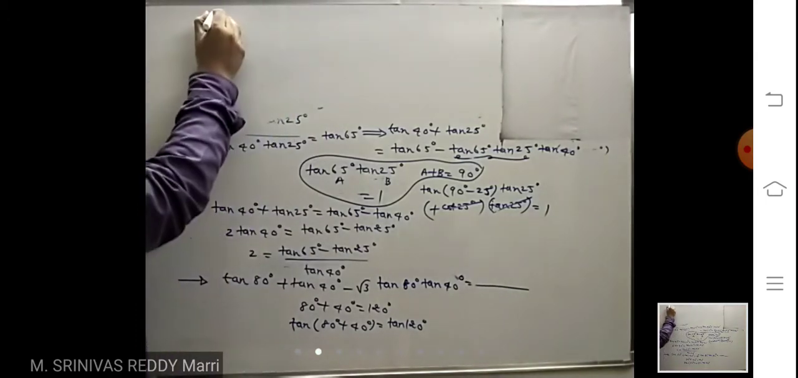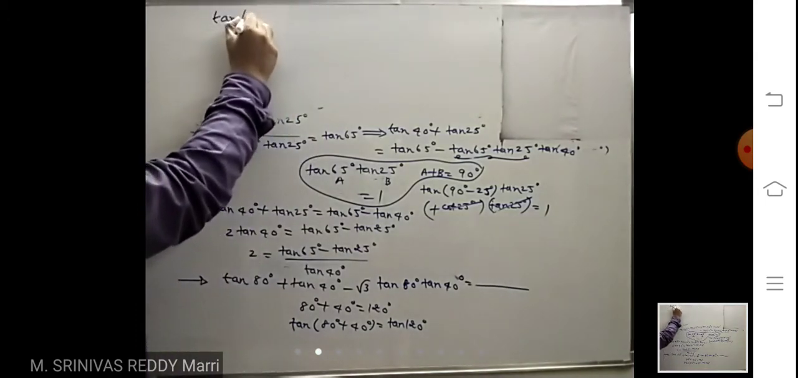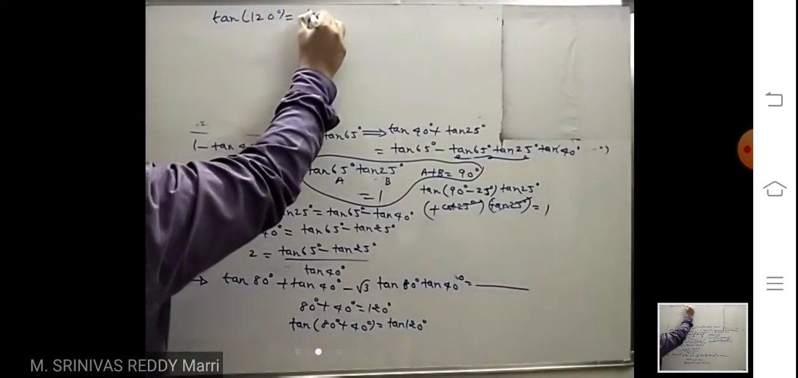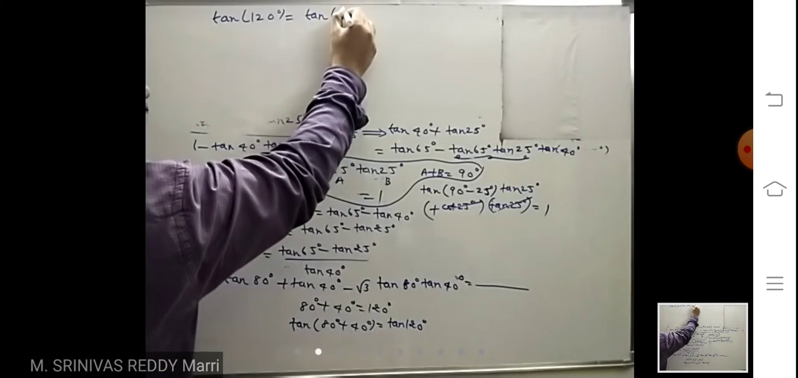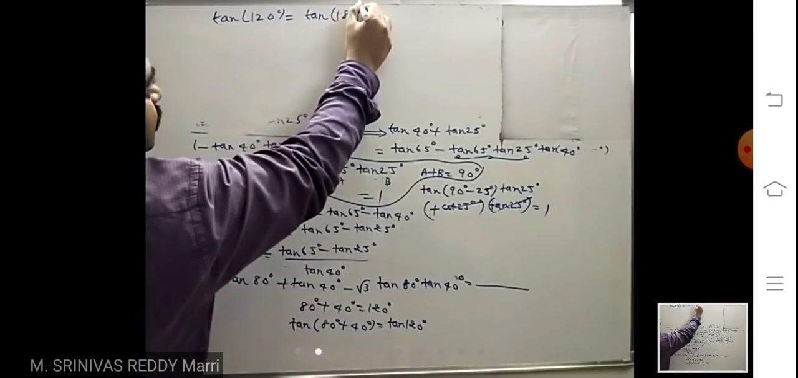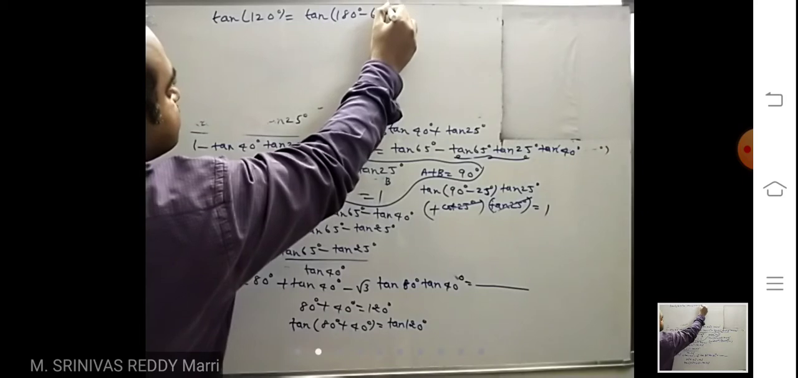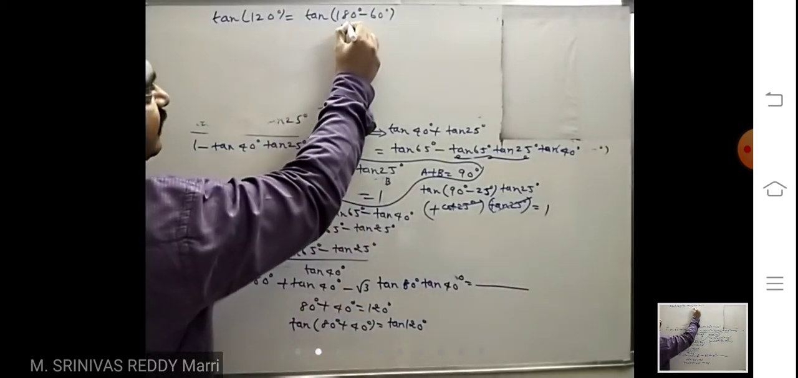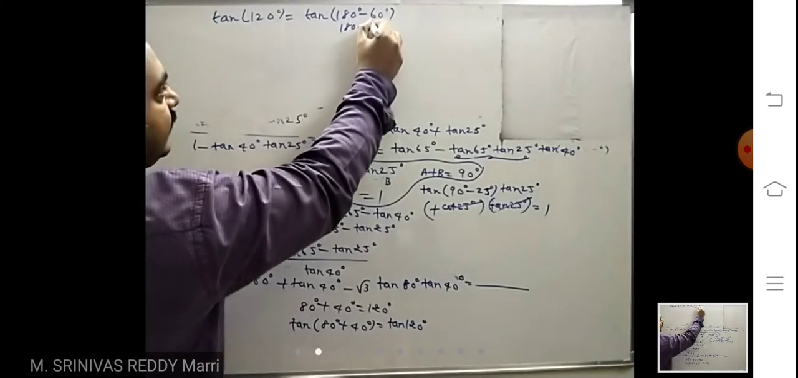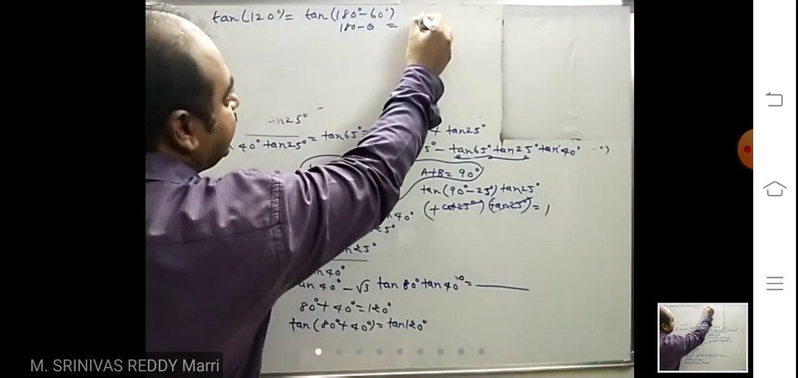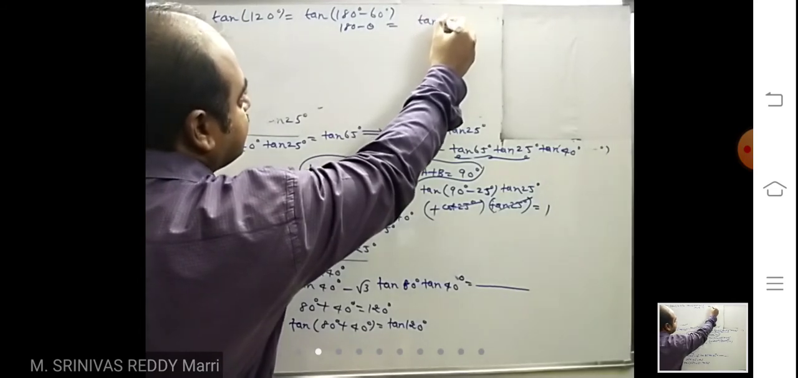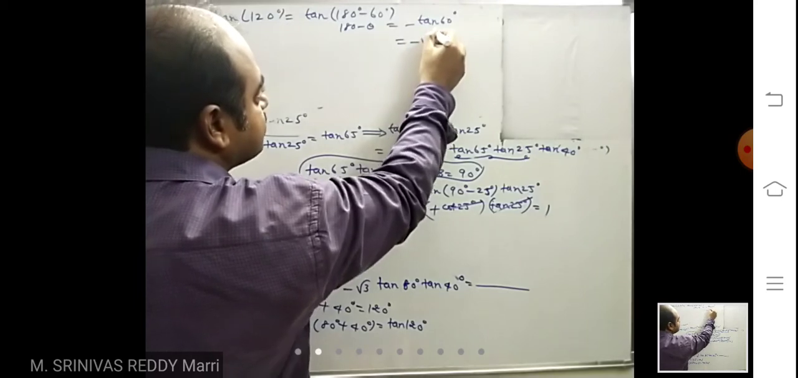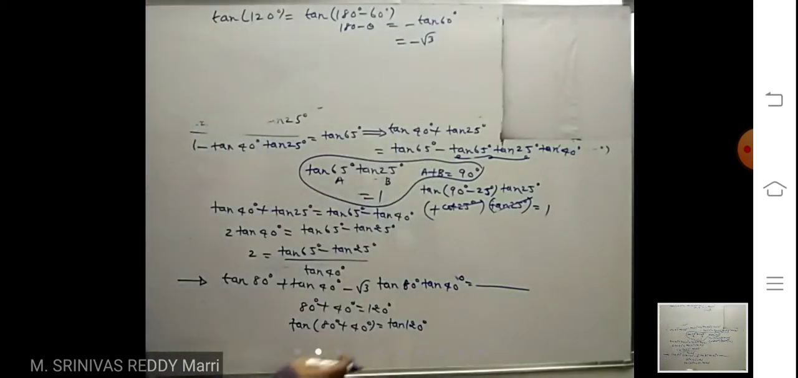So tan 120, you know that value, is nothing but tan of 180 degree minus 60 degree. This is tan of 180 minus theta. Tan of 180 minus theta means minus tan theta, and 180 minus theta is in the second quadrant. That means this value, you know, is minus root 3.